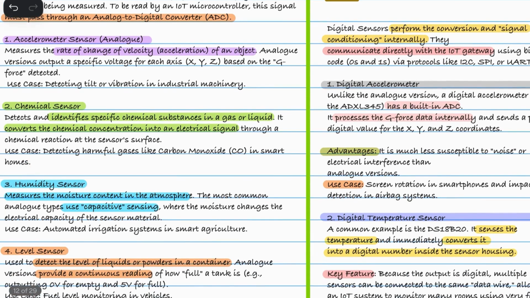Next we have the humidity sensor. This is the type of sensor used to measure the moisture content in the atmosphere. They use capacitive sensing, where the moisture changes the electrical capacitance of the sensor material.